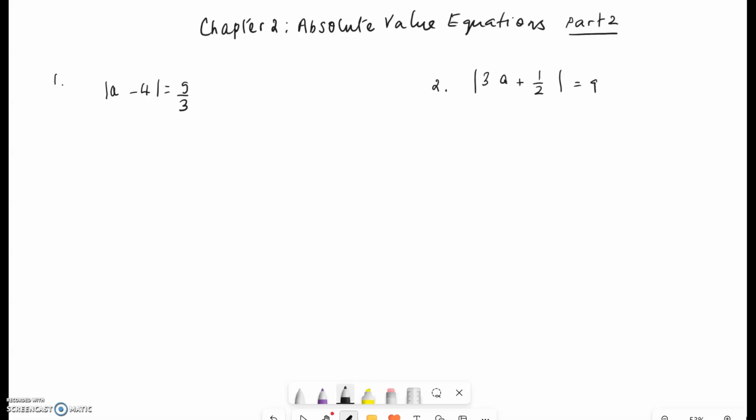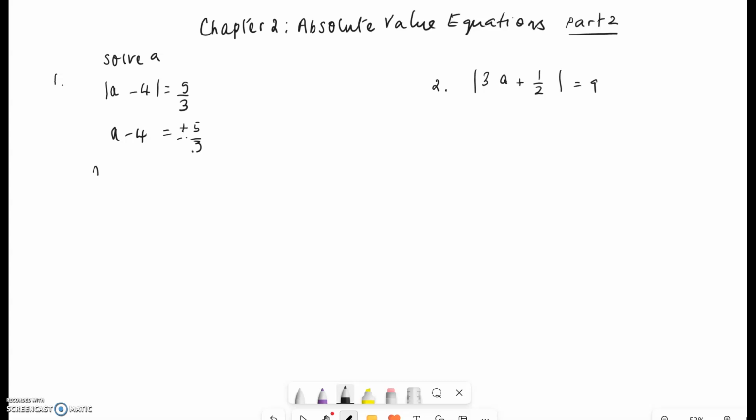We have more examples of absolute value equations here. Now, if you have the absolute value of a minus 4, and here of course the unknown is a, so we're going to solve for a. By the definition of absolute values, a minus 4 is equal to plus or minus 5/3.